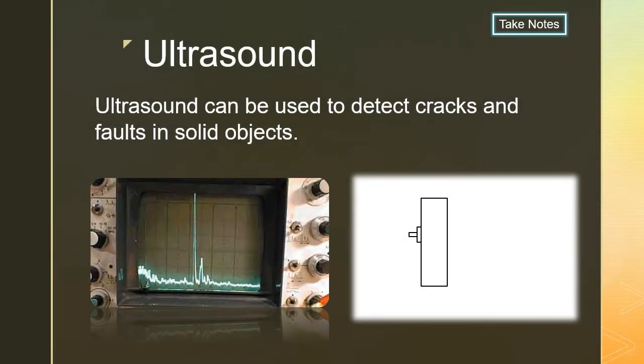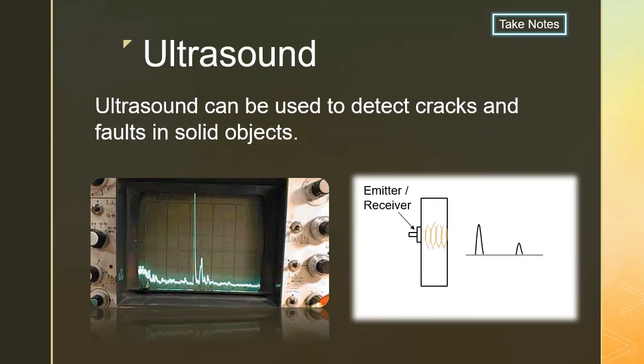Okay, another use of ultrasound is for detecting cracks and faults in solid objects. So on the left hand side here I've got a display which is showing this use, whereas on the right hand side I'm going to try and explain to you how it works. So I've got here our emitter receiver put up against a piece of material, and we're going to send a wave out which is going to bounce off the backside of that material and get back to the emitter receiver.